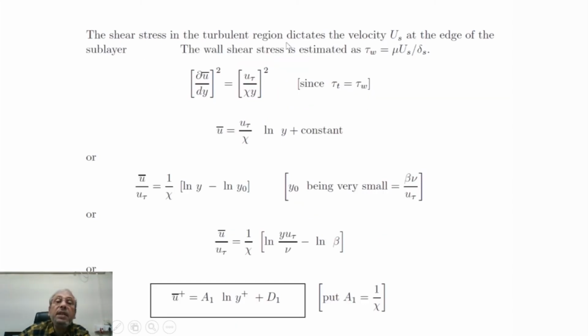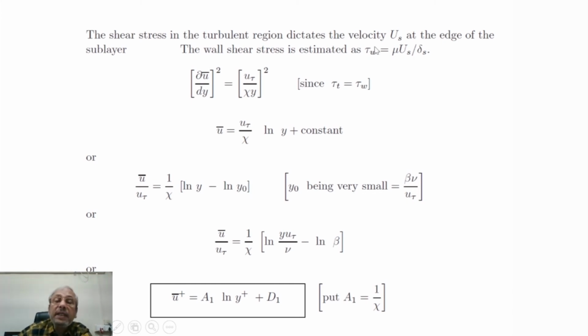So shear stress in the turbulent region dictates the velocity us at the edge of the sublayer. The wall shear stress is equal to turbulent shear stress at that point, and we get the quantity now. This quantity is mu us, velocity at the edge of the sublayer, divided by del s, thickness of the sublayer.